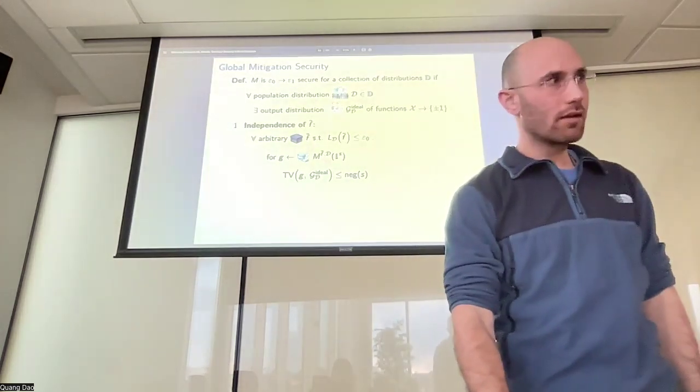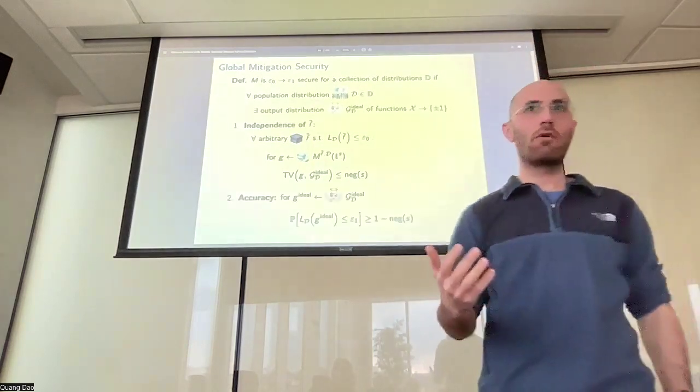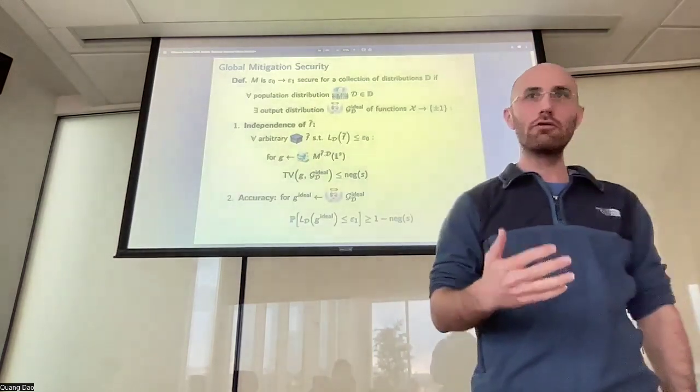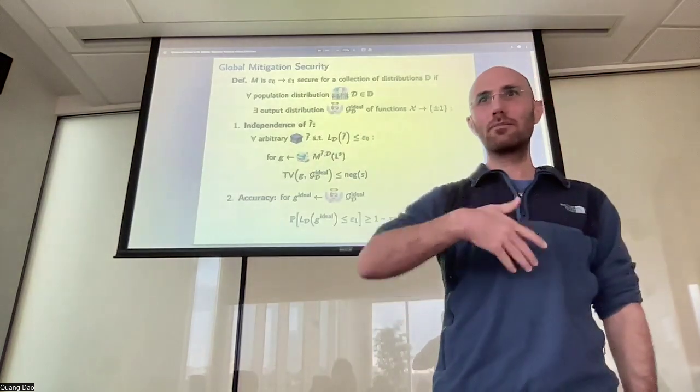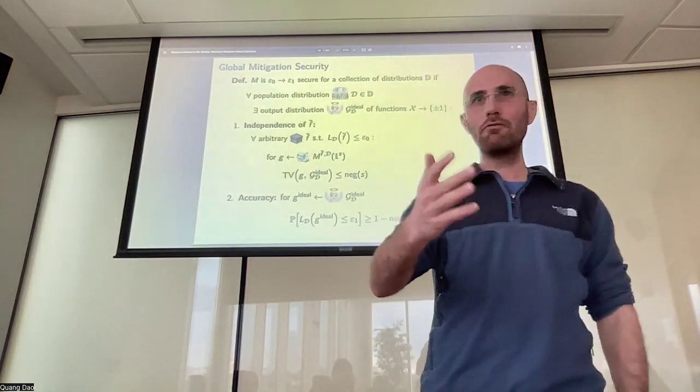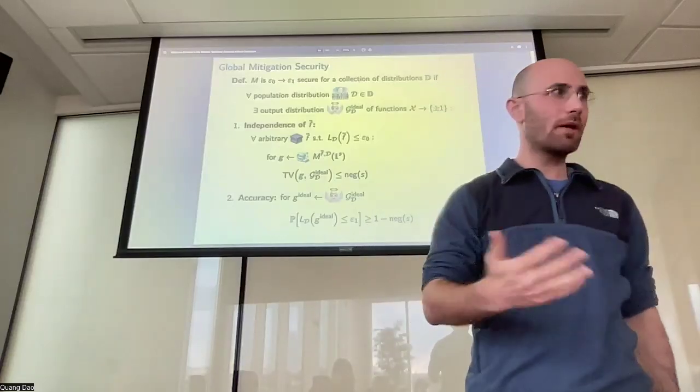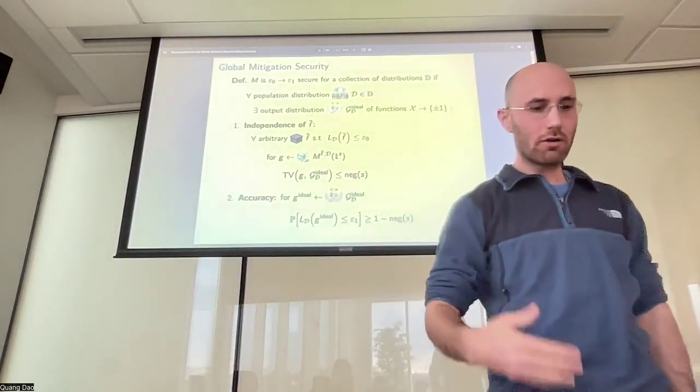Okay, so that's security. And then, of course, we still want G to be useful, right? So far, we could have just set G-ideal to be a distribution where I always output 0, and that would be secure maybe, but not useful. So we're saying we also want it to be useful.